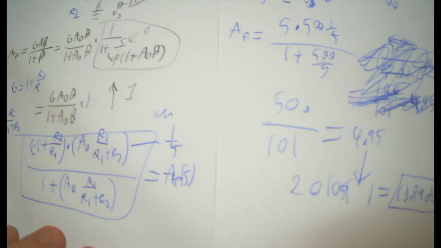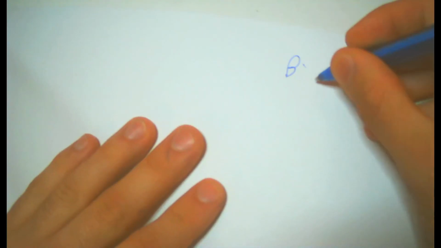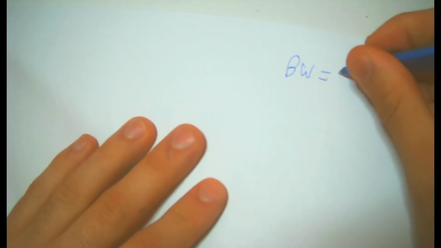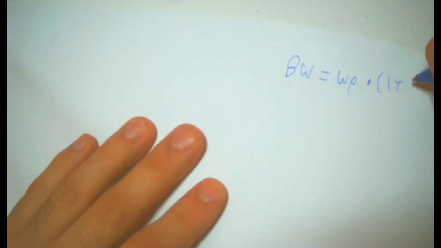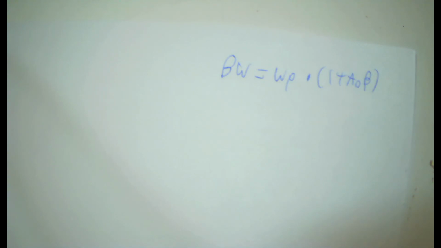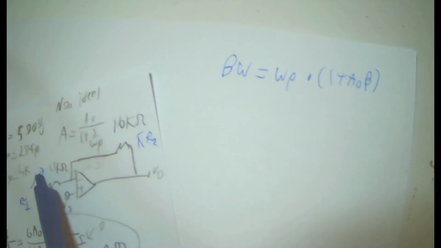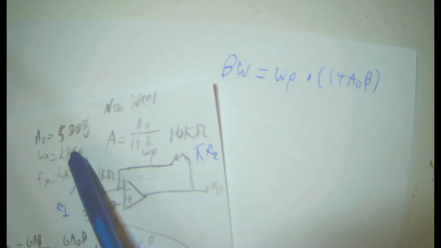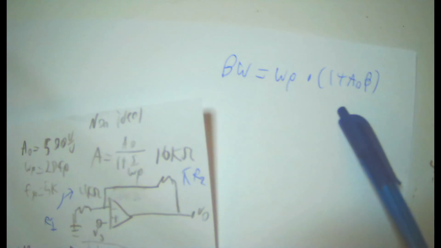Now for the bandwidth, let's get out new paper. The bandwidth formula is going to be BW equals WP times 1 plus A naught beta. I'm remembering all the variables. It's been a long time, but I'm remembering. Alright, so WP, if we pull out the original note paper, oh, I threw it on the ground, so I'm going to pick it up. WP is 2 pi FP, and we already know how to do that.